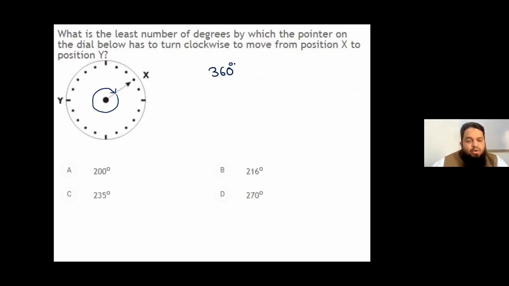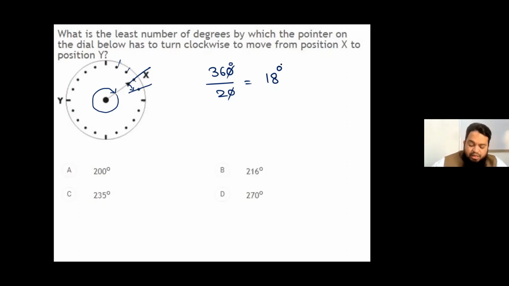Okay, so now how many parts has he given here? 1, 2, 3, 4, 5, 6, 7, 8, 9, 10. So in the same way, 20. So that means in order to move from this part to this part, one part, how many degrees is it moving? Simple, divide by 20. So the 0 and 0 get cancelled. 36 divided by 2 is 18 degrees. To move one part, the hand moves 18 degrees.